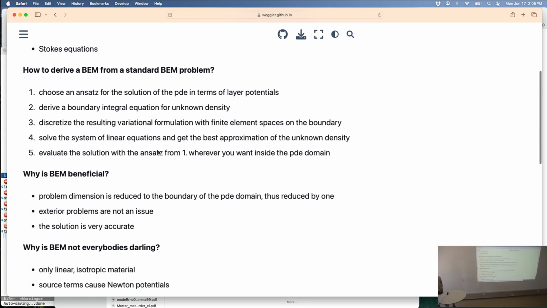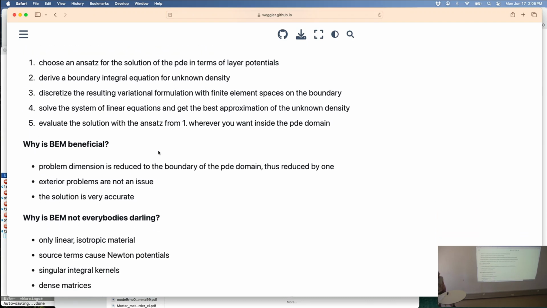Why is BEM beneficial? We like it because the problem dimension is reduced by 1. So let's say you have a problem posed in 3D. The numerical problem, so the discretization problem, is posed on the boundary of that domain, so it's a manifold of dimension 2. So from a 3D problem, you come up with a 2D problem.